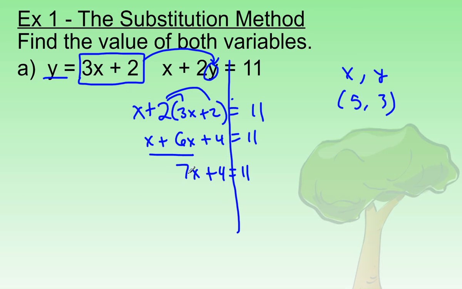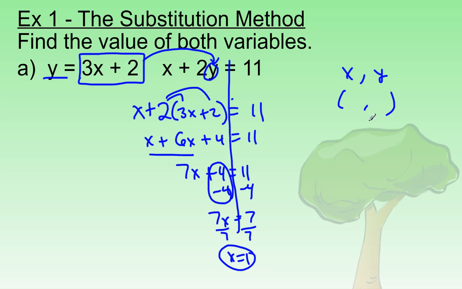Getting rid of this multiply is last, so getting rid of this add 4 is first. So I'm going to subtract 4 to cancel it out. 7x equals 7. Divide both sides by 7 and x equals 1. So we've found that in our problem, our x value is 1. That 1 is a solution in both of my equations. So if I take 1 and plug it into either of these equations, it will give me the exact same y value.